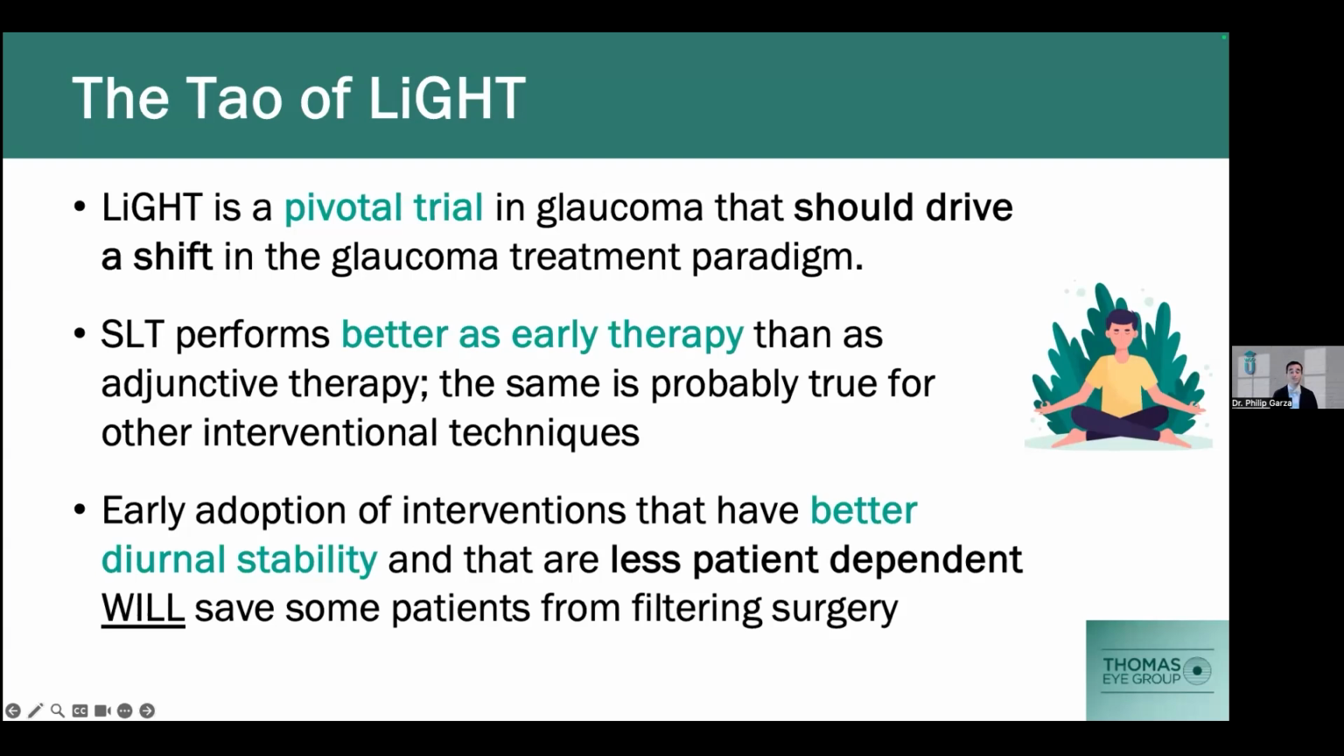The things that you can do procedurally that take adherence out of patients' hands and provide 24-hour pressure control are going to yield better results for those patients long term. And so that means adopting those early will produce better diurnal stability, and that action of getting patients to intervention sooner will save some patients from filtering surgery.